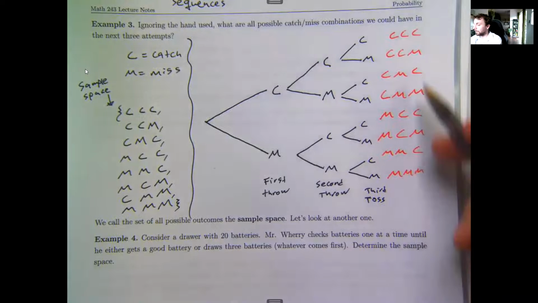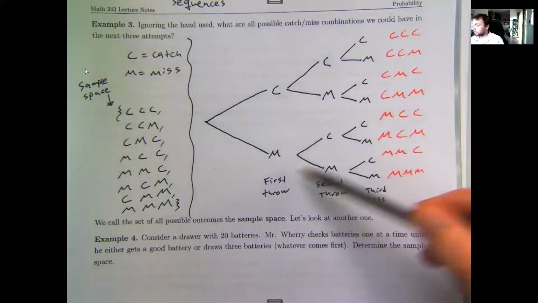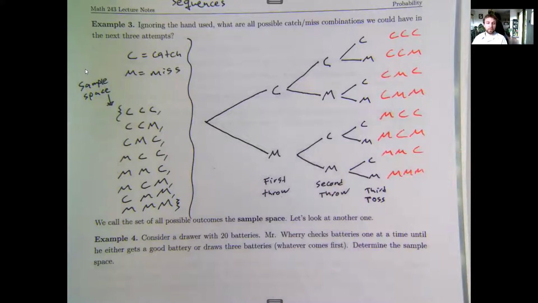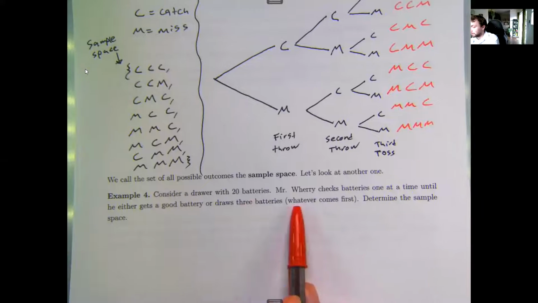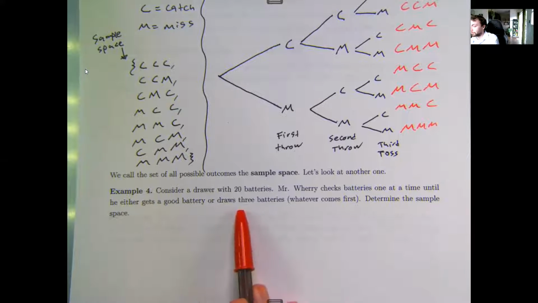I have all 8 combinations for things that could happen here. And by making this tree, it is easier for me to keep track of all of those things that could happen. Let's look at another situation. Let's consider a drawer with 20 batteries. And I'm going to check these batteries one at a time until I get either a good battery or draw 3 batteries, whichever comes first.